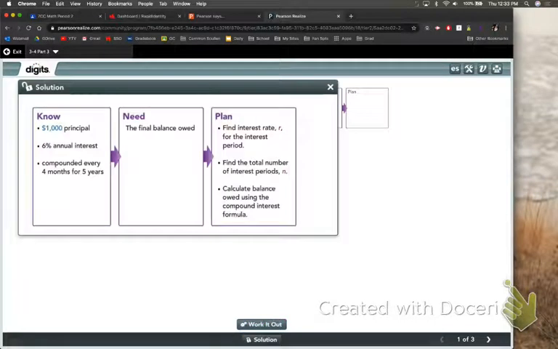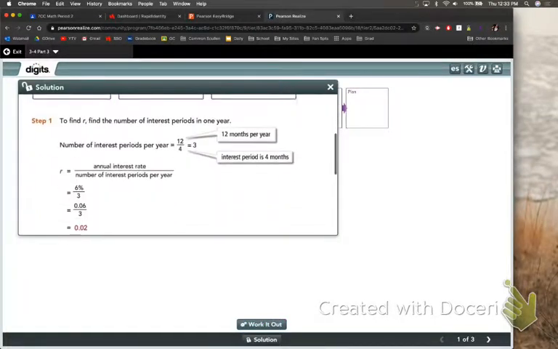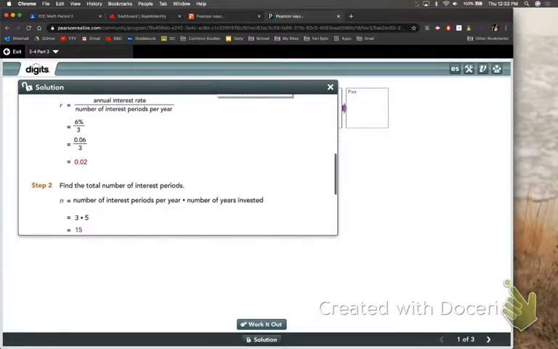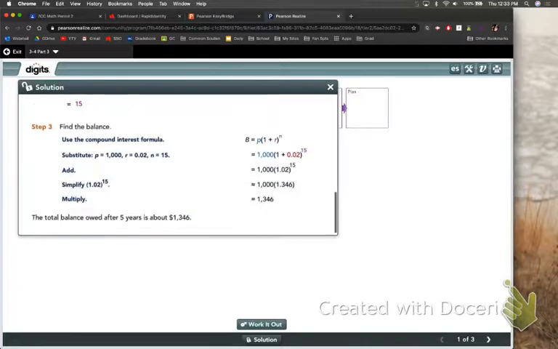Let's go ahead and disable that ink. Let's click on this. They have one of these plan things. Look at that, 12 divided by 4. They break it up step by step. But in the end, you'll see 1,346 is what they got. All right, let's go to the next portion right here.